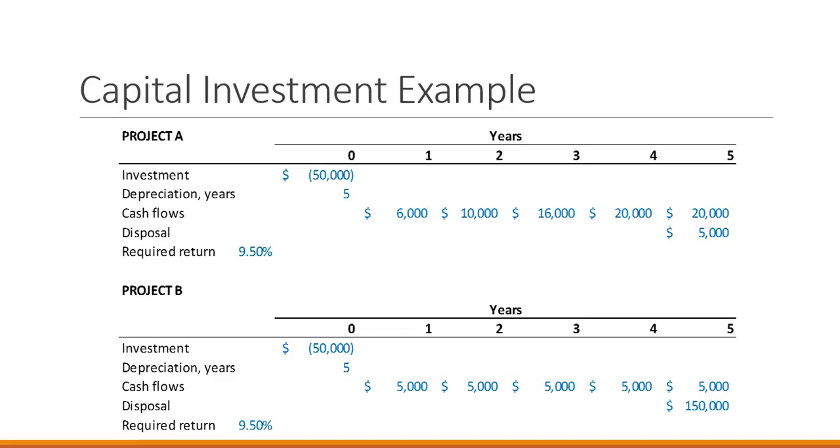Now we're going to see examples of all 4 calculations with 2 projects, Project A and Project B. Both have investments of $50,000. Both have required returns of 9.5%. The annual cash flows and the disposal proceeds vary from one investment to another. A quick glance shows you that Project A has larger annual cash flows compared to Project B, and a smaller disposal inflow relative to Project B. So we'll see in our analyses how these different cash flow patterns affect our calculations.